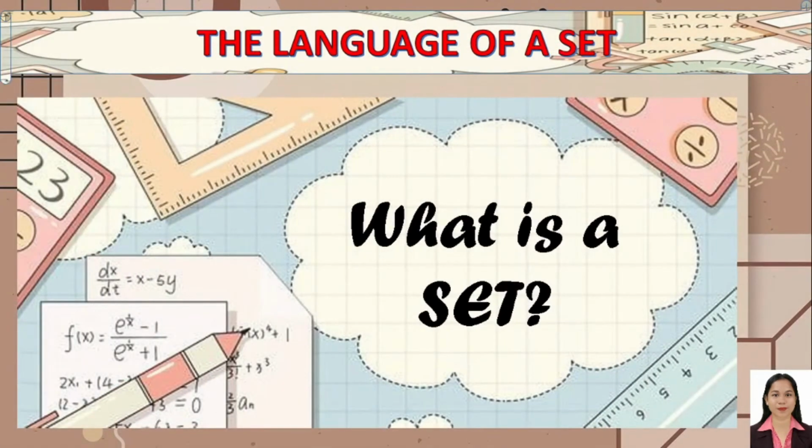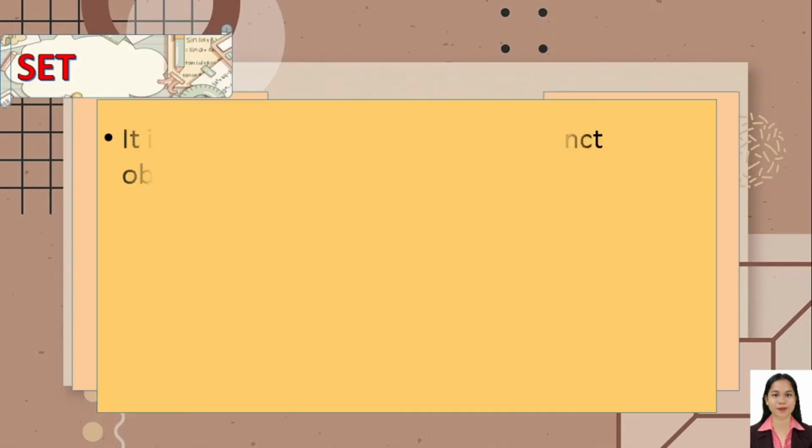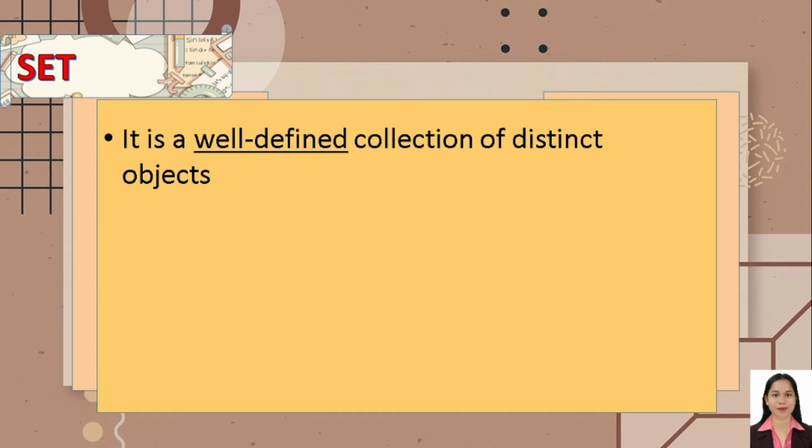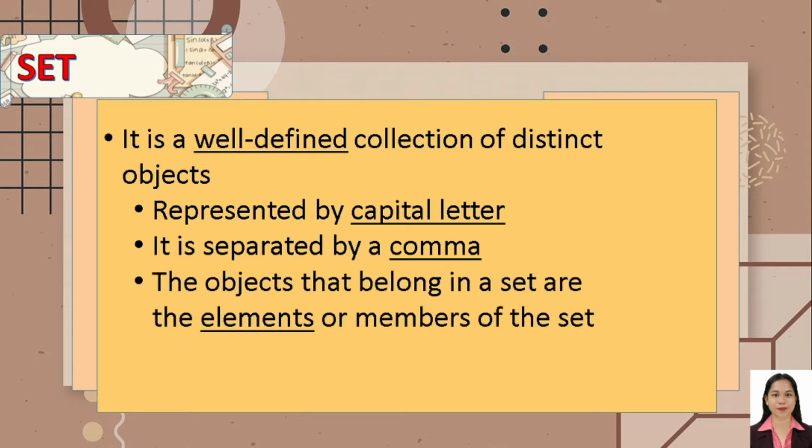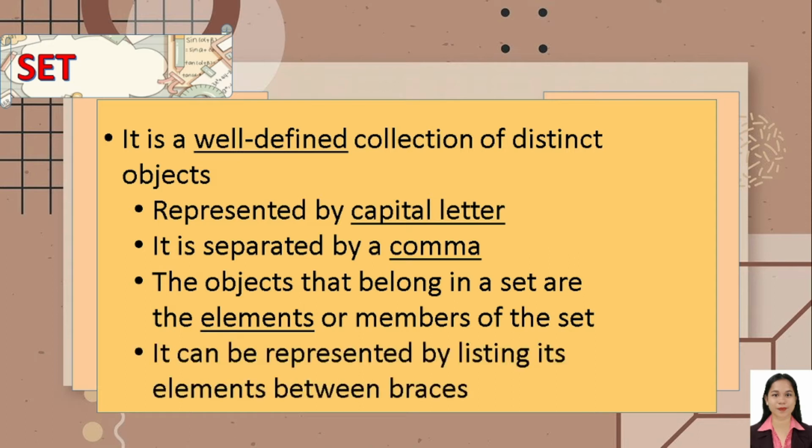So what is a set? A set is a well-defined collection of distinct objects. It is represented by a capital letter. And the objects inside the set are separated by a comma. Then what do we call the objects inside the braces? The objects that belong in a set are the elements or members of the set, and a set can be represented by listing its elements between braces.